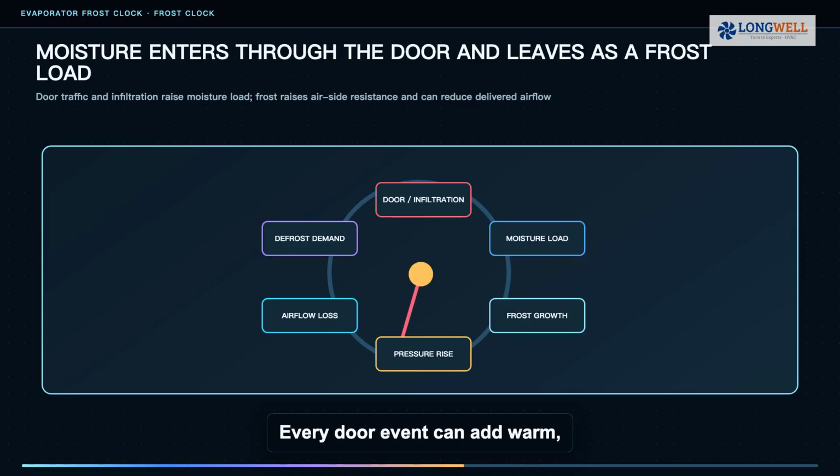Every door event can add warm, moist air. Moisture freezes on the coil, airside pressure rises and delivered airflow can fall. Door traffic, sealing, refrigerant feed, drainage and defrost performance all influence the frost load.